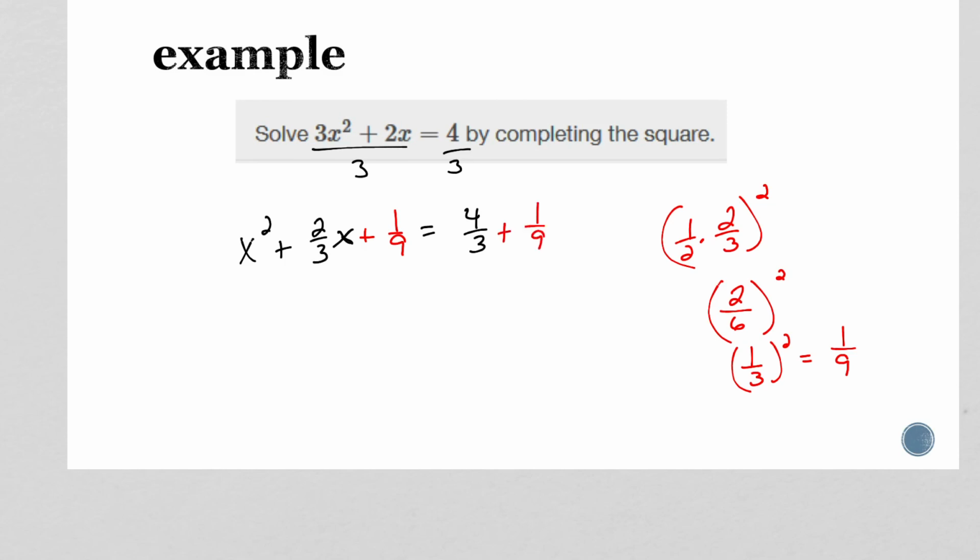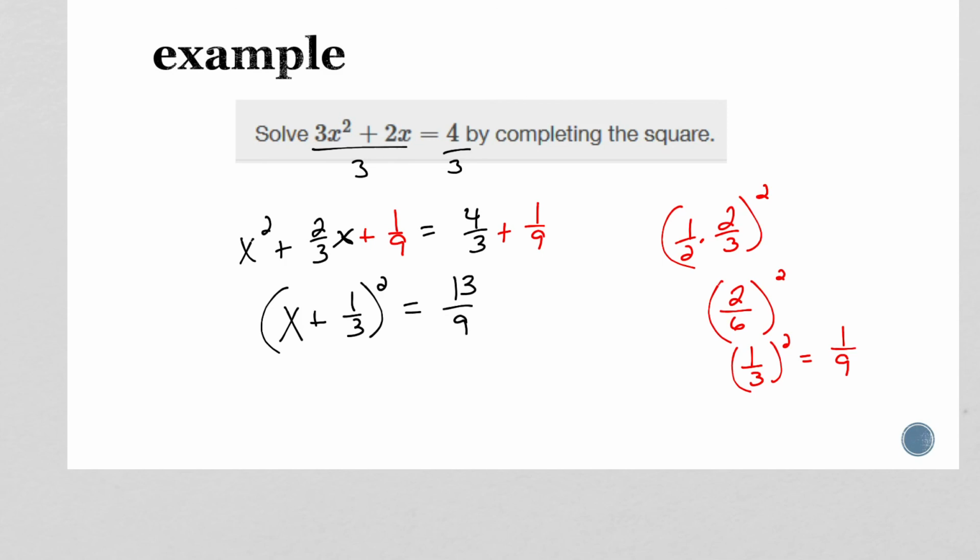All right, so the left side factors to be x plus 1/3 squared, because remember, we created that. And remember, this number right here is this number before you square it, okay? All right, now on my calculator, I'm typing in 4/3 plus 1/9, which is 1 4/9, but I like the improper better, which gives me 13/9.